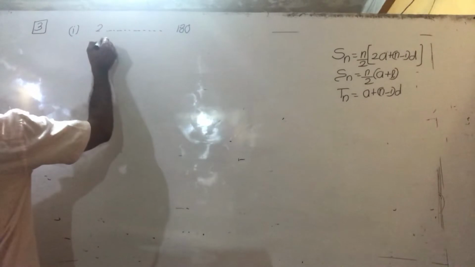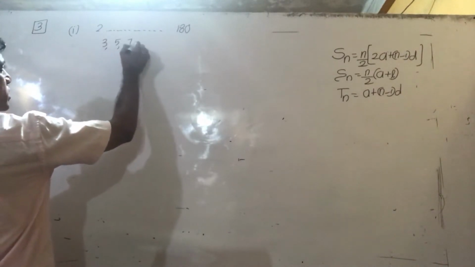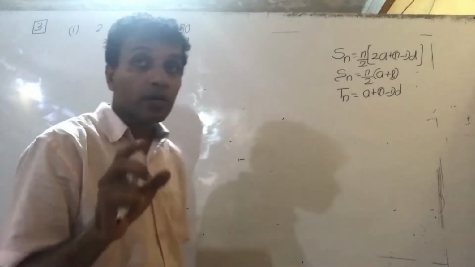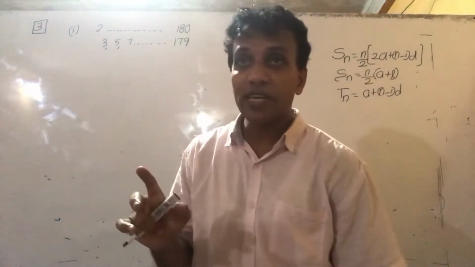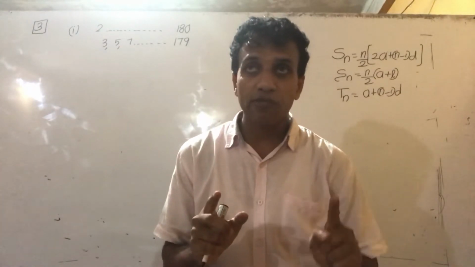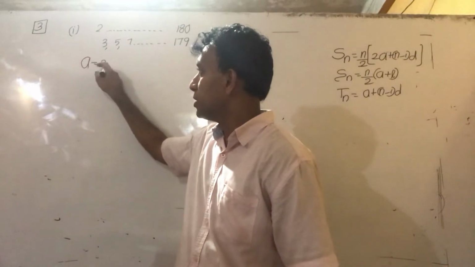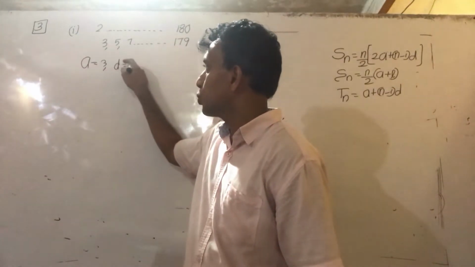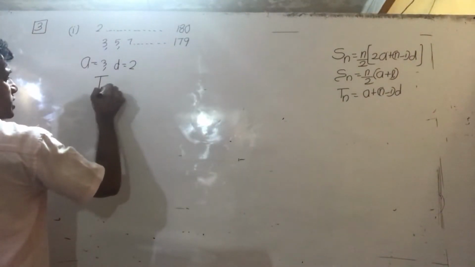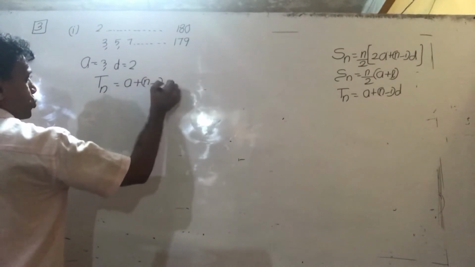First write a few terms. The first number is 3, next 5, next 7, and at last 179. So how many numbers are there? It begins from 3 and ends with 179. Use the Tn formula. Before that, always write the first term a equals 3, common difference d equals 2, and write the Tn formula: Tn equals a plus (n minus 1) into d.